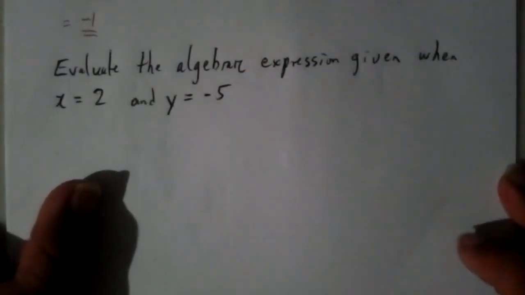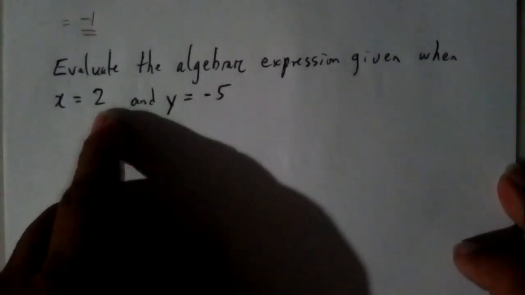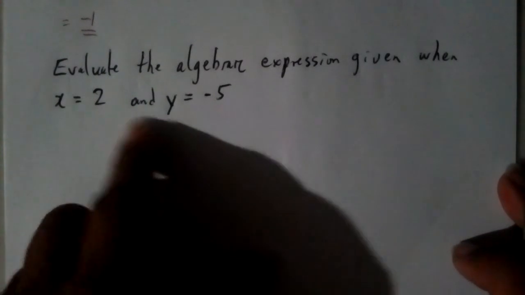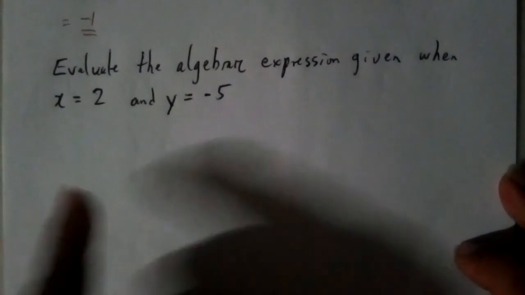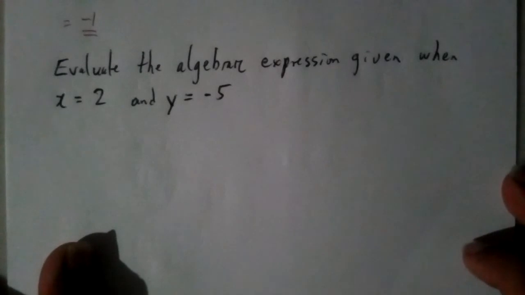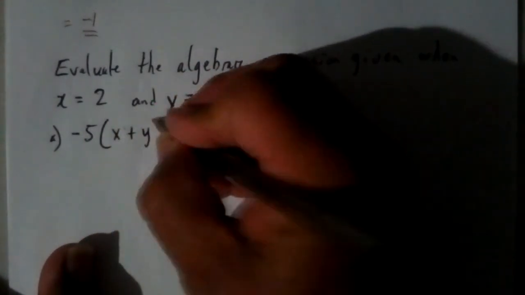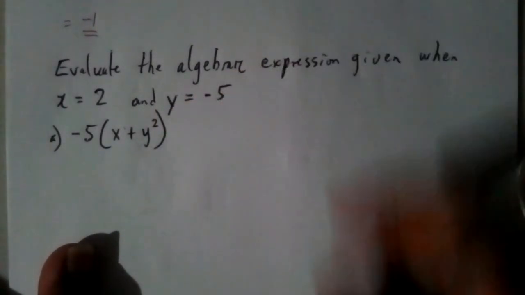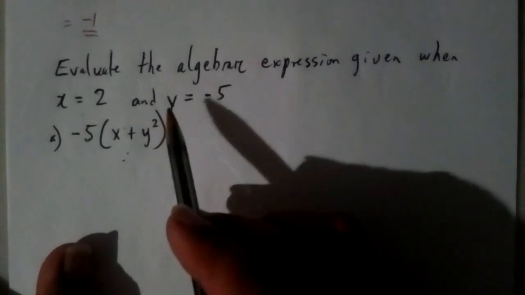Okay, so I'm telling you that for the problem that will follow, the variable x will be replaced by 2, and the variable y will be replaced by negative 5. Right, that doesn't mean that the problem needs to have both of them. They may have both of them, and they may be used more than once in the same problem. So let's start with one of them. Okay, so I have now negative 5 open bracket x plus y squared close bracket. I want you to evaluate this algebraic expression when x equals 2 and y equals negative 5.